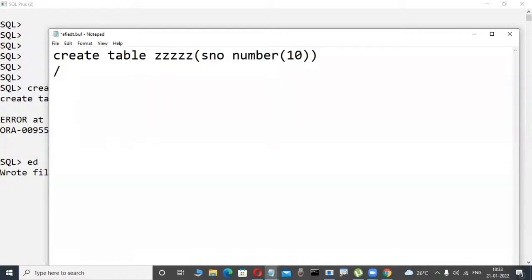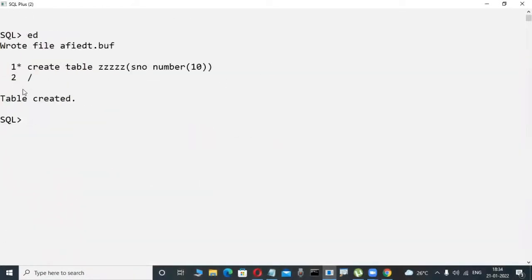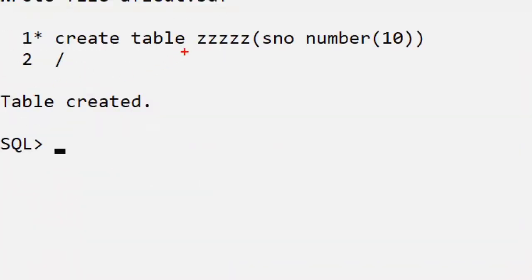Suppose Z is a table. Observe here. Z is a table. For example, I am creating this table. Slowly observe here. Z is a name I am giving.